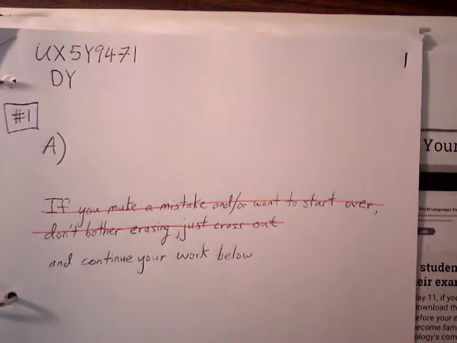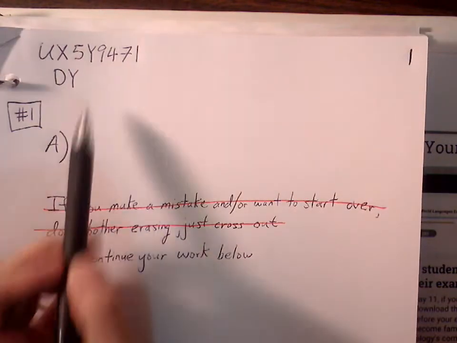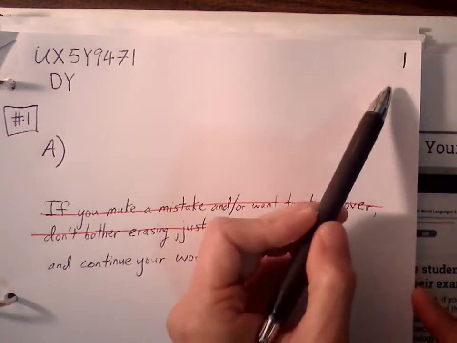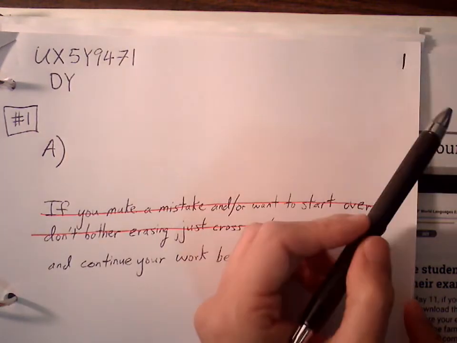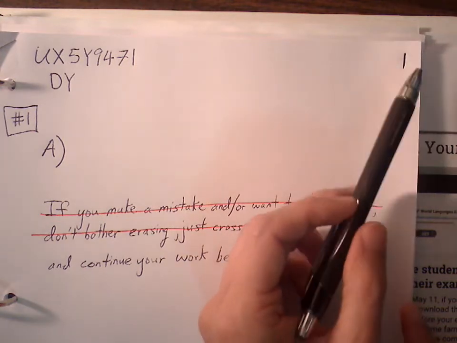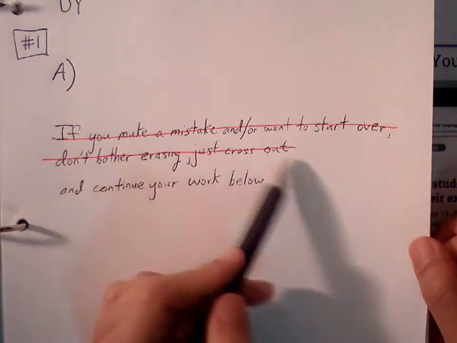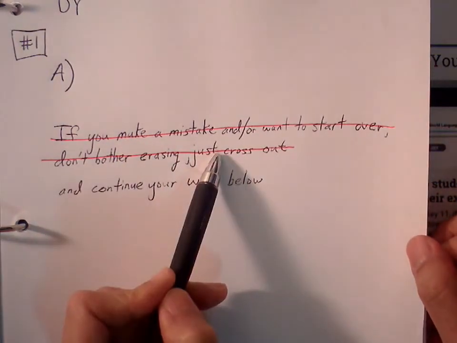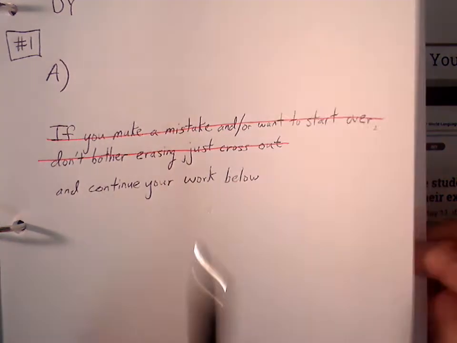I think I showed this on a previous video, but you're going to prepare 10 pages, and on each page you're going to put your ID and your initial, and then number your pages 1 through 5 for problem 1, and then for problem 2, you're also going to number 1 through 5. Again, if you make a mistake, just cross it out. Don't try to erase, don't bother erasing, just continue your work below.